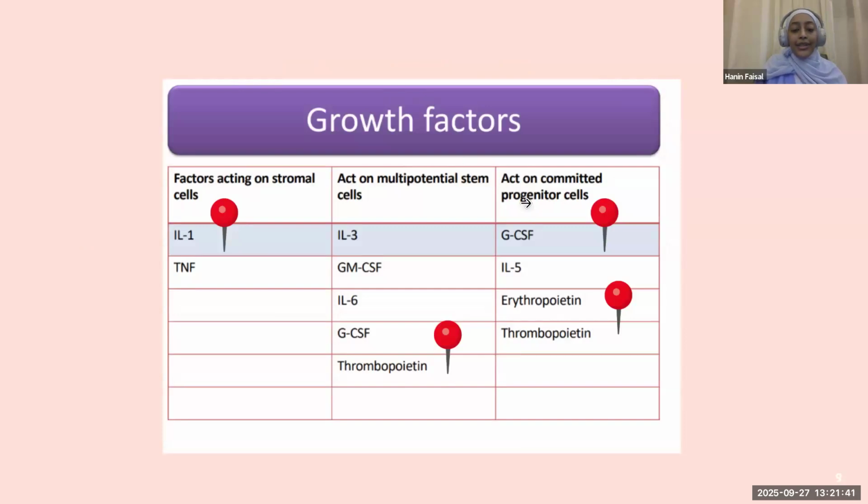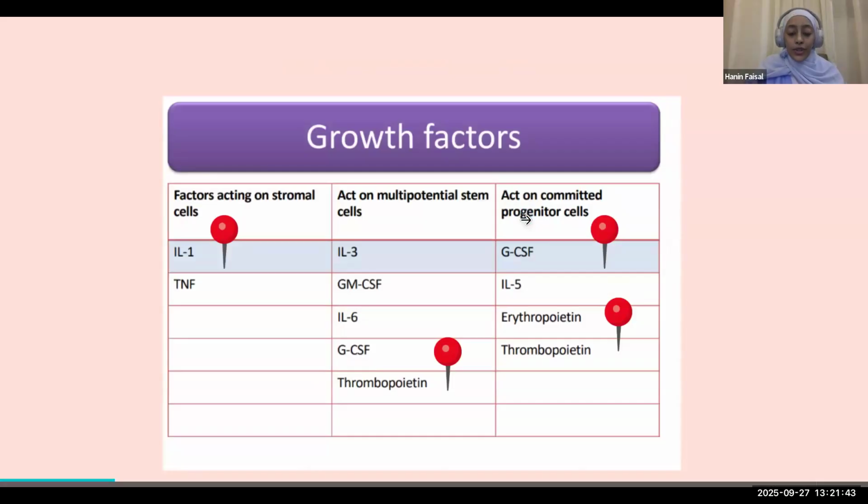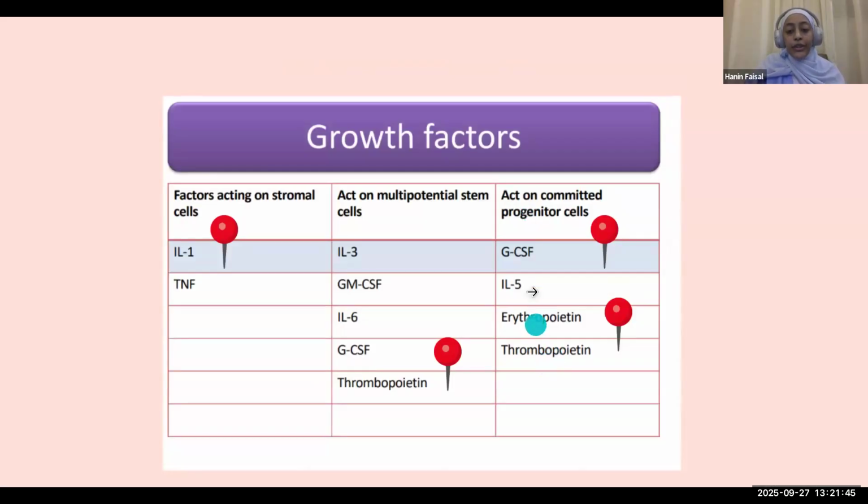For the table, it's pure memorization. You just have to know that thrombopoietin, erythropoietin, and GCSF are going to act on your committed progenitor cells. Those are the main three ones. Thrombopoietin and GCSF act on multipotential stem cells, and interleukin-1 acts on the stroma cells. I put interleukin-1 because I remember in our exam on batch 16, we got a question asking which factor acts on the stroma cell, and the options included interleukin-1, thrombopoietin, erythropoietin, and so on. So the only one that acts on stroma cells that you have to know is interleukin-1.